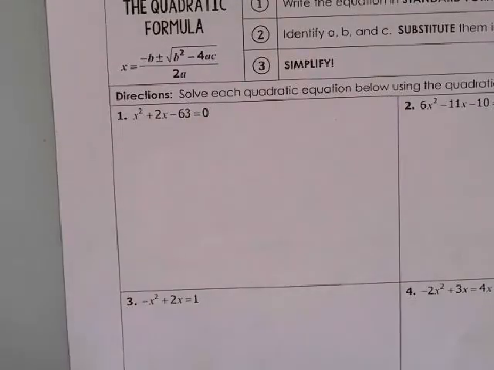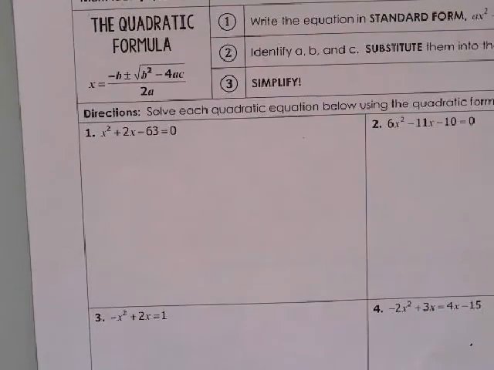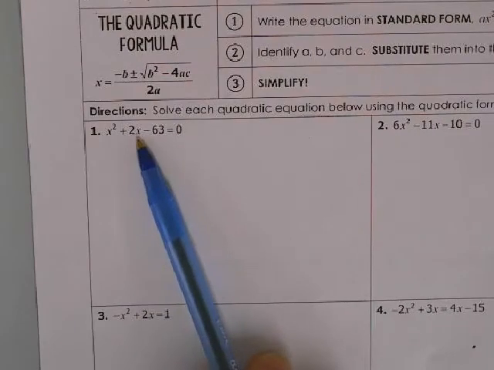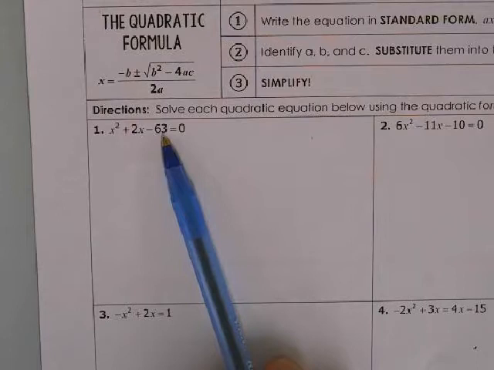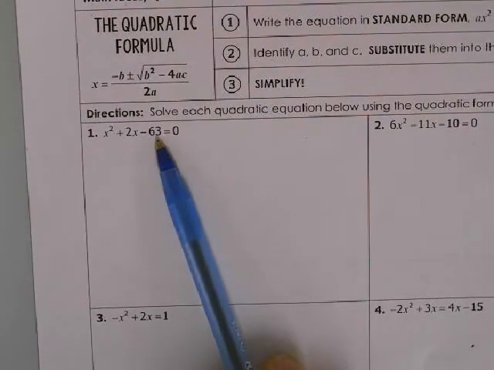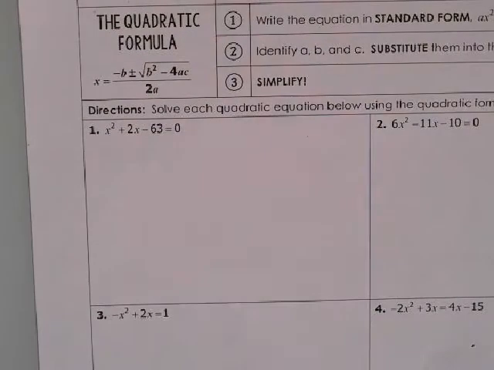Let's take a look at number 1. Is number 1 in standard form? Something times our x squared term plus something times our x term plus, in this case it's minus 63, that's fine. A constant equals 0. So if we have all of that, then we can figure out the a, b, and c. So let's go ahead and just write them down.